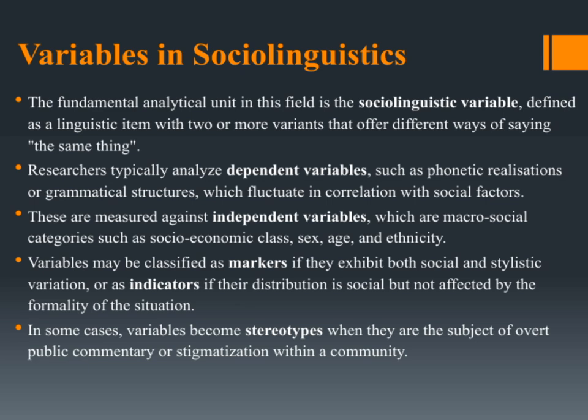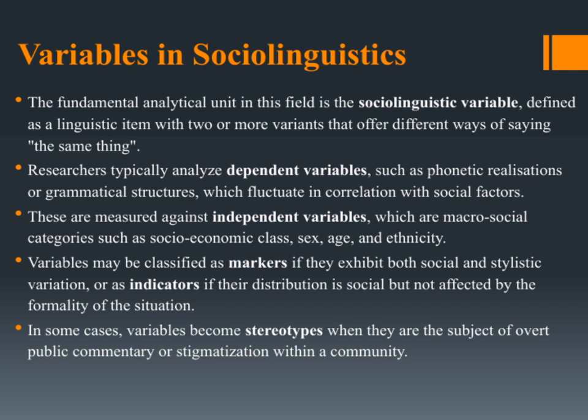Think of it as a linguistic item that has two or more variants, different ways of saying the same thing. For example, people might pronounce a word differently or use different grammatical structures, but all these variations serve the same communicative purpose. When researchers analyze these variables, they often focus on dependent variables, like phonetic realizations or grammatical choices. These are interesting because they tend to fluctuate depending on social factors. To understand these fluctuations, we compare them against independent variables. These are broader social categories like socioeconomic class, gender, age, or ethnicity.